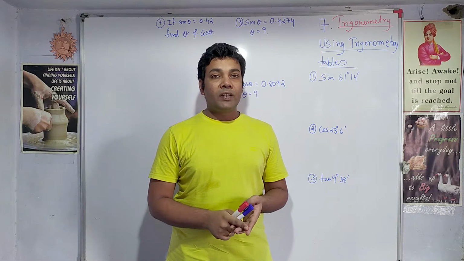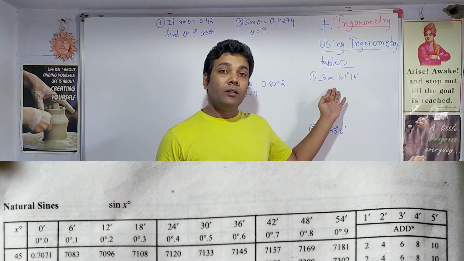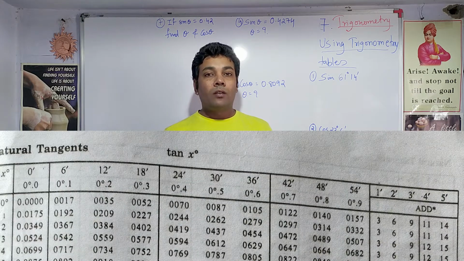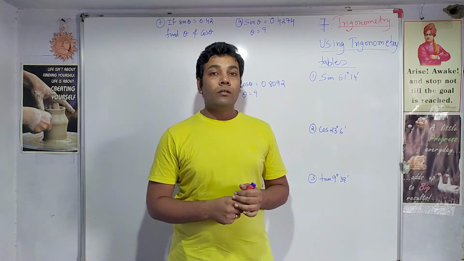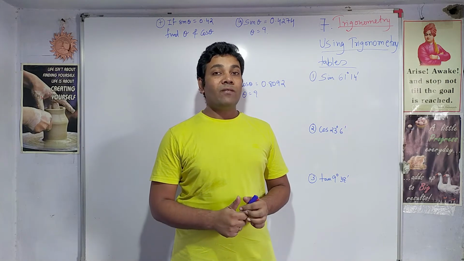There are logarithmic tables, anti-log tables. Then you will find sine table, natural sine, natural cos, natural tangent tables. So we will learn how to use those tables. Let us find out the value of sine 61 degrees and 14 minutes.